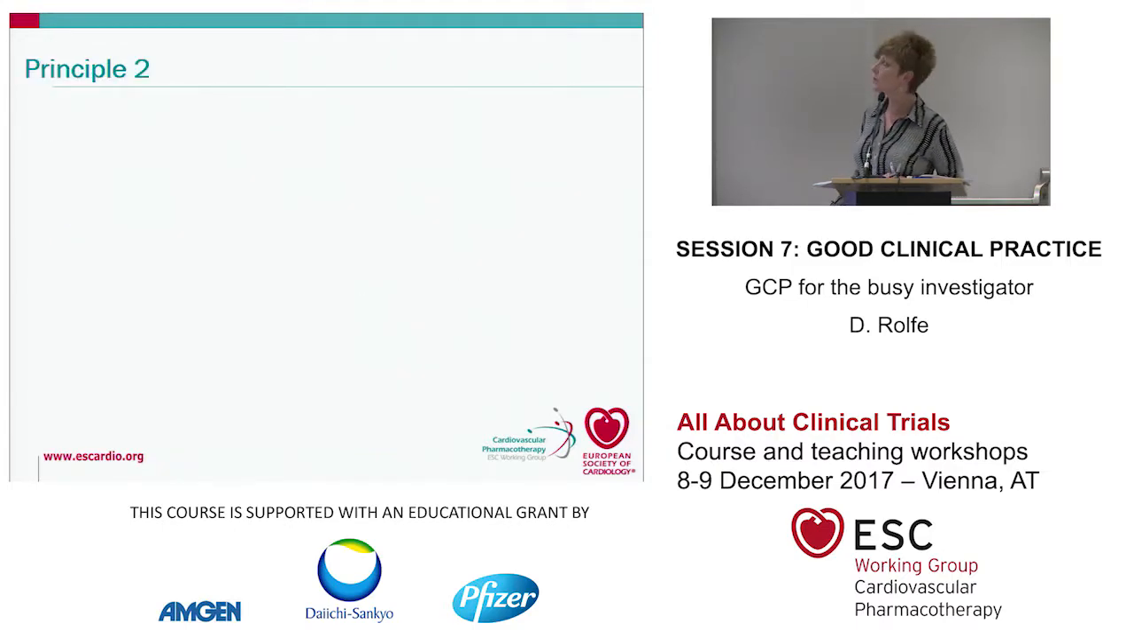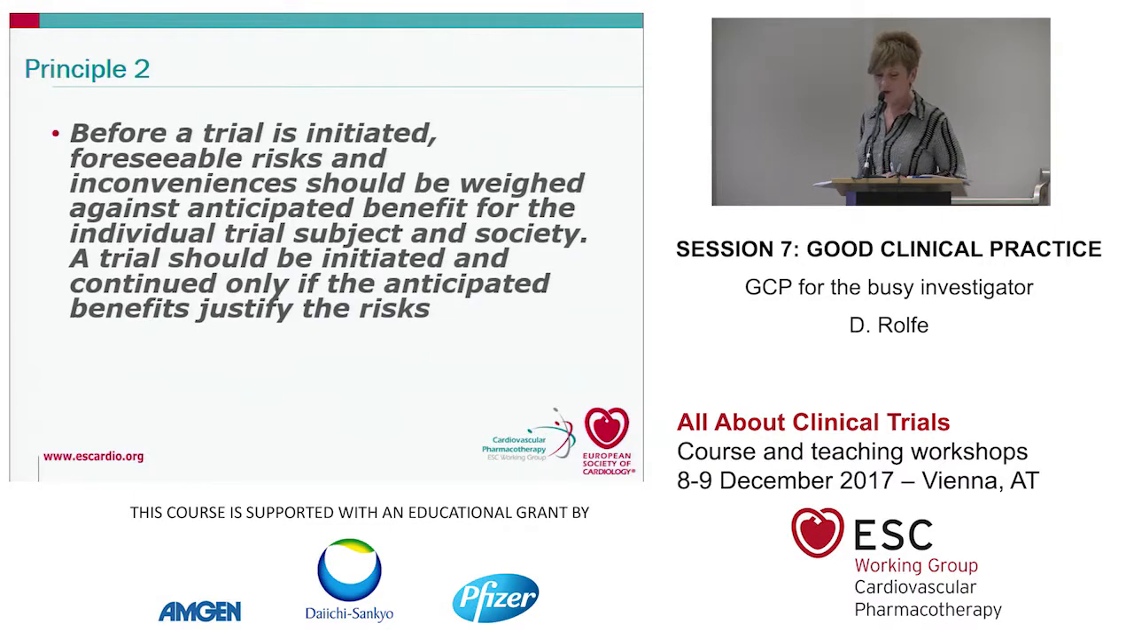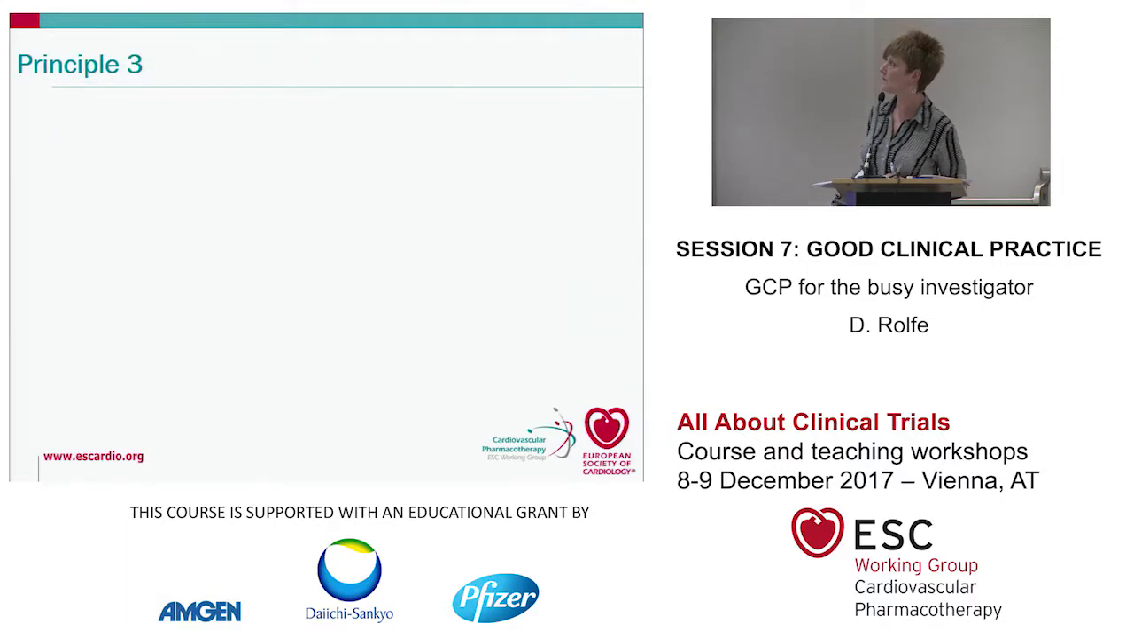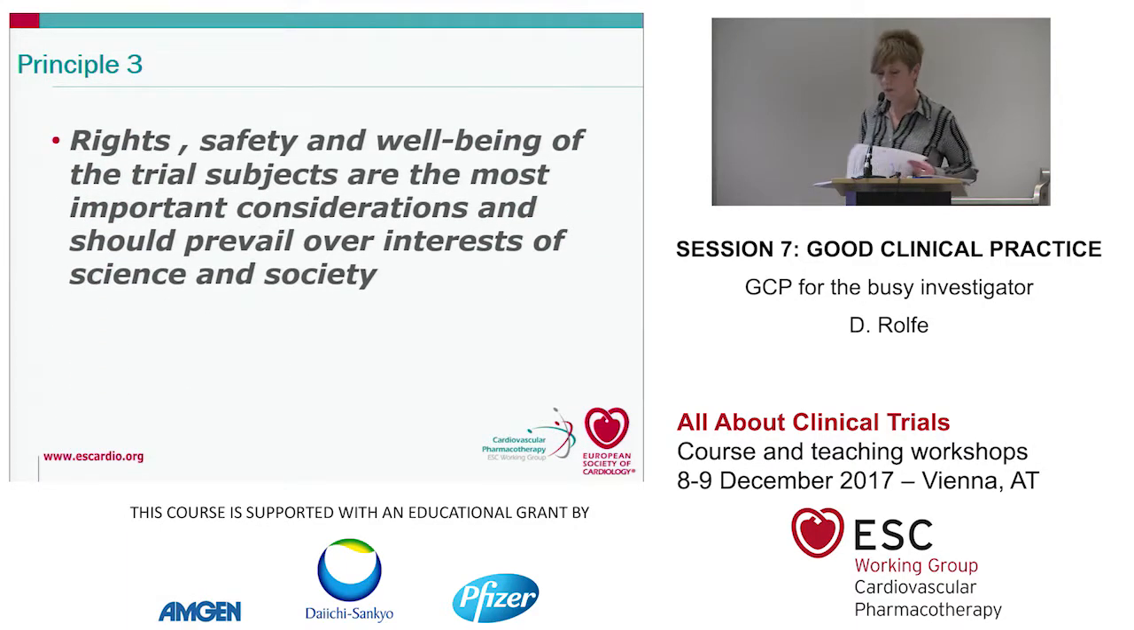So Principle 2. Before a trial is initiated, the foreseeable risks and inconveniences should be weighed against the anticipated benefit for the individual trial subject and society. And a trial should be initiated and continued only if the anticipated benefits justify the risks. Principle 3, the rights, safety and well-being of the trial subjects are the most important considerations and should prevail over the interests of science and society.